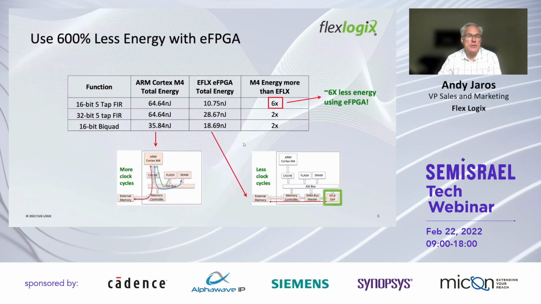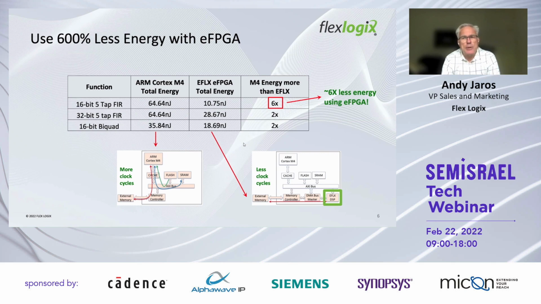Another use case could be as a coprocessor. And here we'll start off with a simple example of filtering. We ran a benchmark comparing the energy consumption required to run several filter operations with a small embedded FPGA as compared to an embedded CPU with DSP instructions. And what we found is that the embedded CPU took 50 to 600% more energy to execute that particular filter application, despite the embedded FPGA being significantly larger.